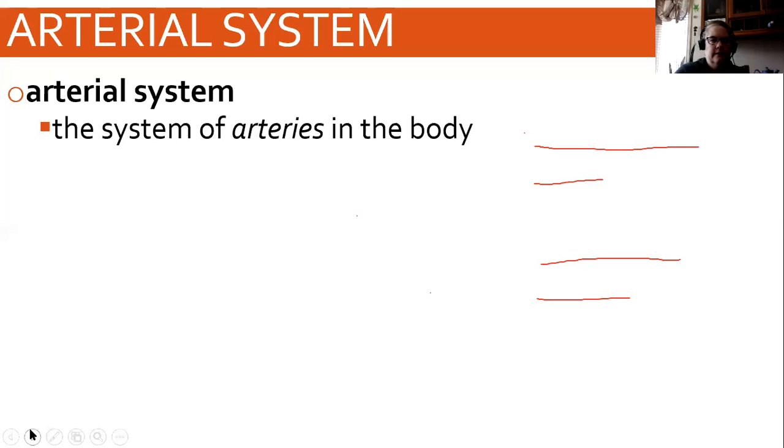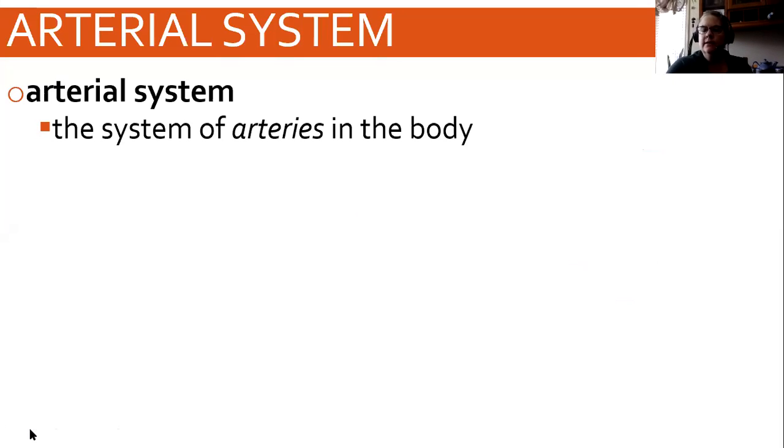Just going to get rid of my drawings here. All right. So the last thing we have to know is there are certain arteries that we just have to know the names of. So in this curricular outcome, we need to know the names of some primary arteries and then some more minor arteries. So major arteries, minor arteries, and then major veins and minor veins. Okay. So the arterial system is all about the arteries. So those are all of the arteries that are in our body.